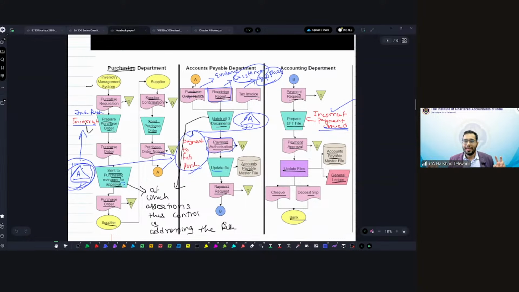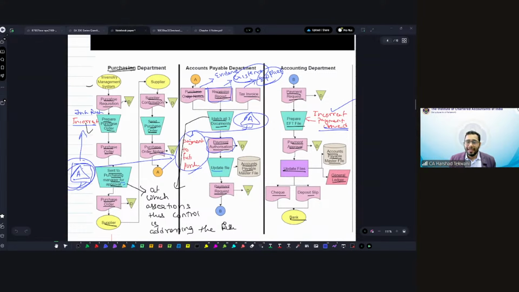This control has a few things in it. It's not only just a three-way match where things come, match, and go. The control is specifically aware of where the things are about to come from and what things are about to come, for example PO, GRN, and everything.